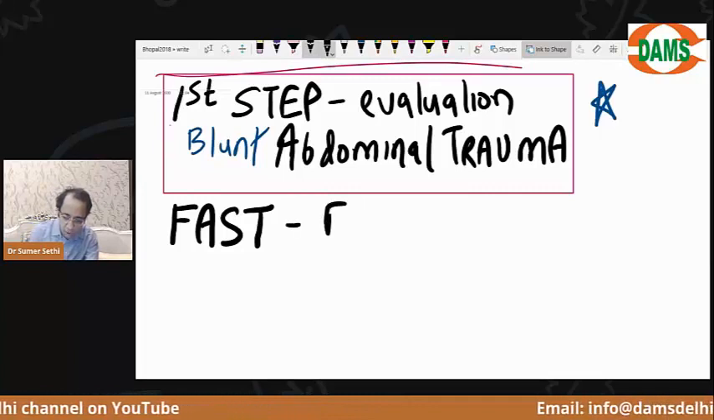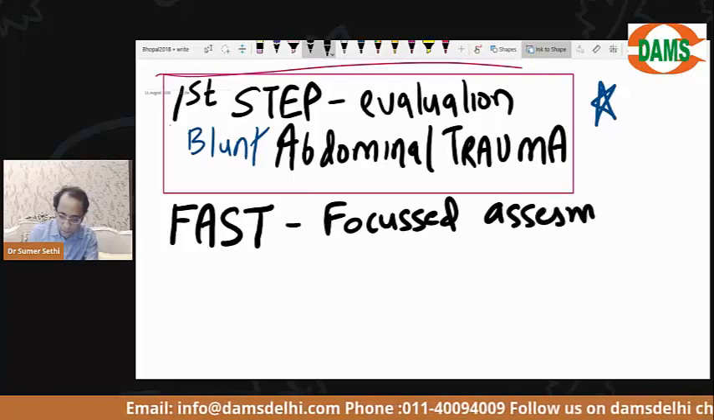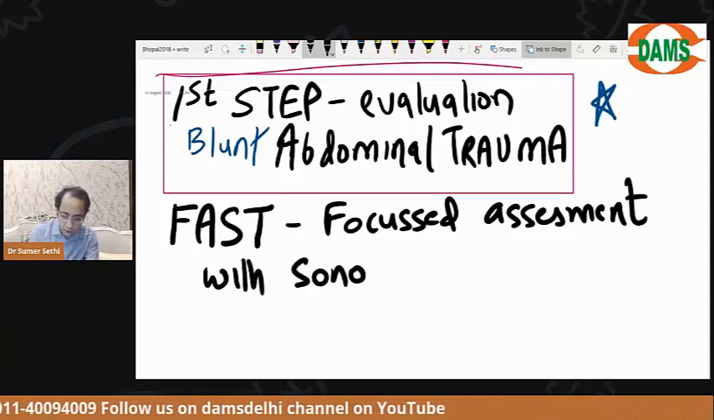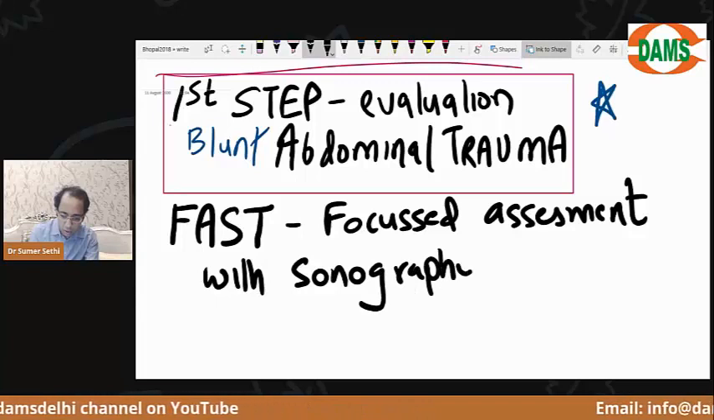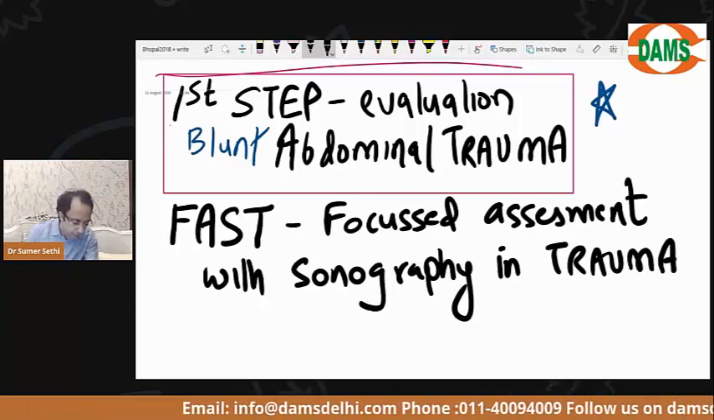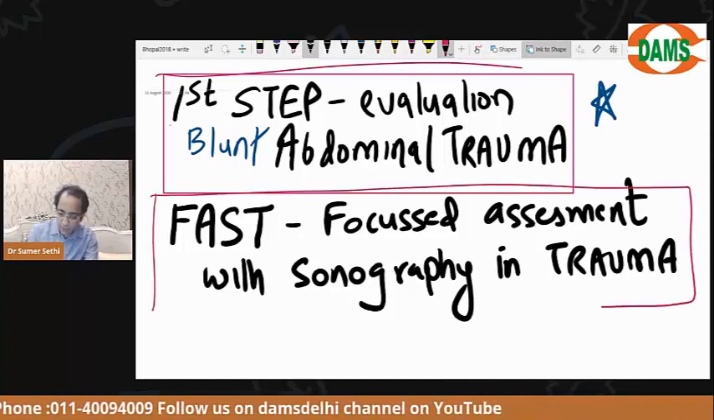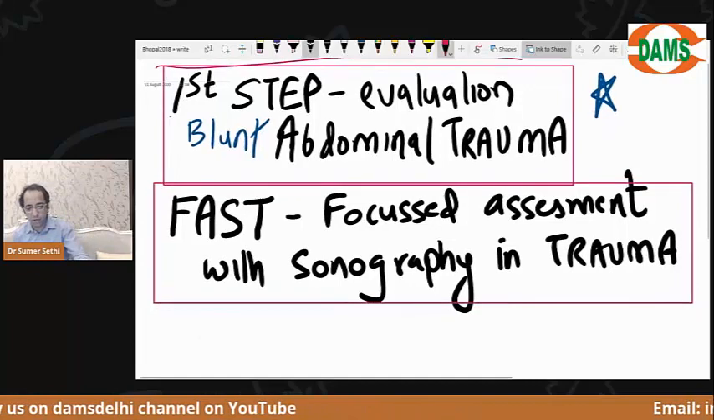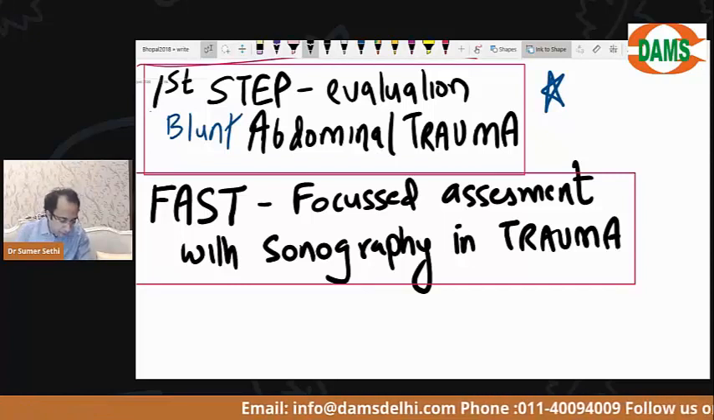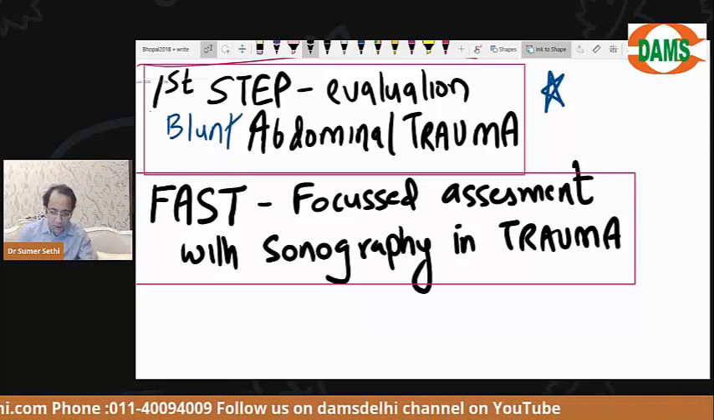FAST stands for focused assessment with sonography in trauma. Okay, everybody understands? This was a question that was asked this year in your AIIMS exam: what is the full form of the word FAST? Please stop typing, I am seeing many of you are making mistakes. I will tell you what is the correct answer, beta, but just listen to me.